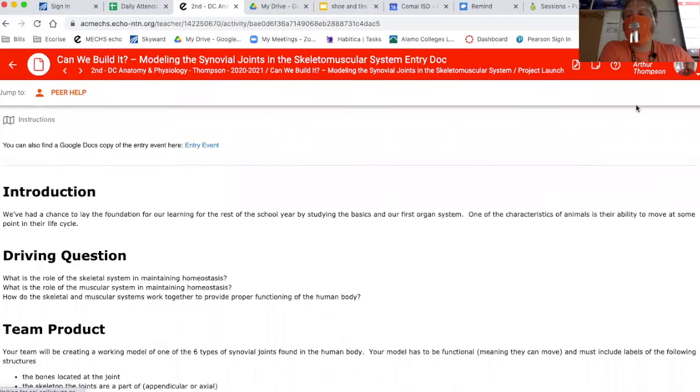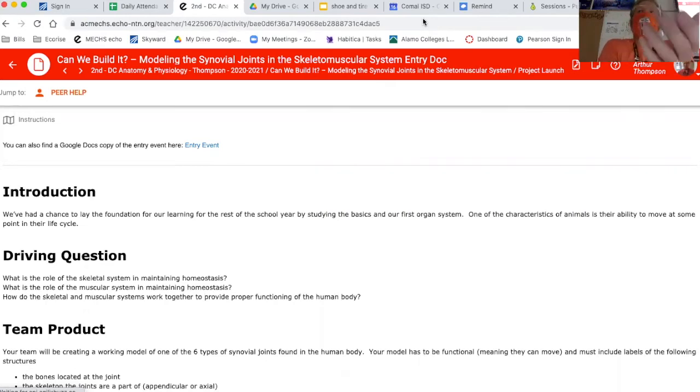Okay, so we're getting into our next project. We're continuing talking about the organ systems. We're still looking at the organ systems that are primarily the four tissue types. Okay, skeletal system is connective tissue, muscular system is your muscle tissue.